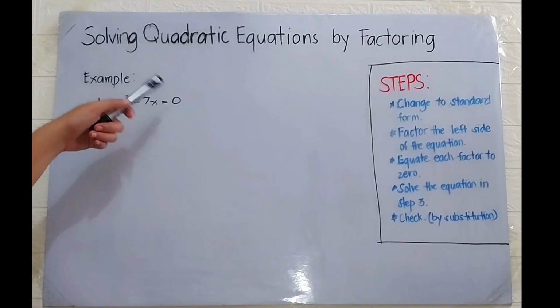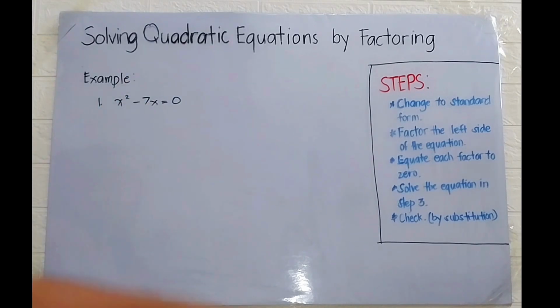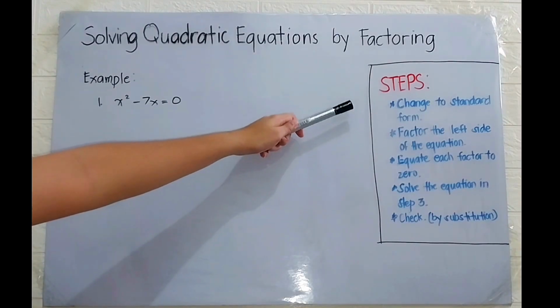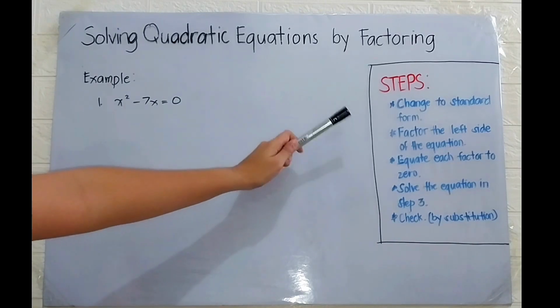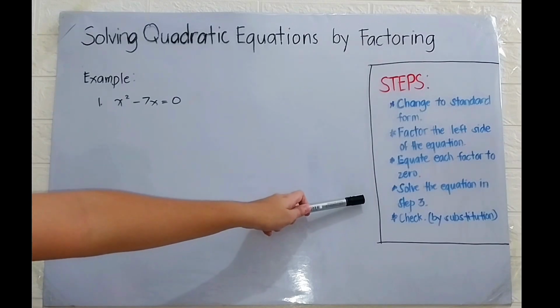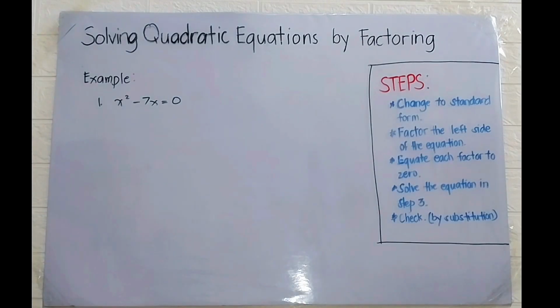Our topic for today's video is solving quadratic equations by factoring. So I have steps here, so you will be guided during our lesson or during answering. First step is change the equation to standard form. The second one is factor the left side of the equation. Third one is equate each factor to 0. Fourth one is solve the equation in step 3. And then the last one is check by substitution.